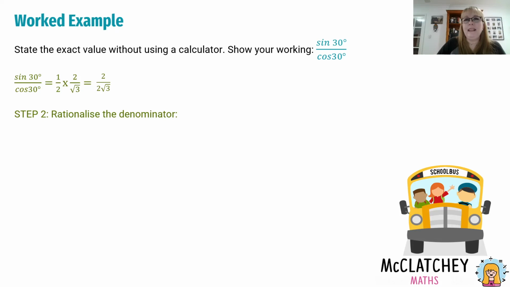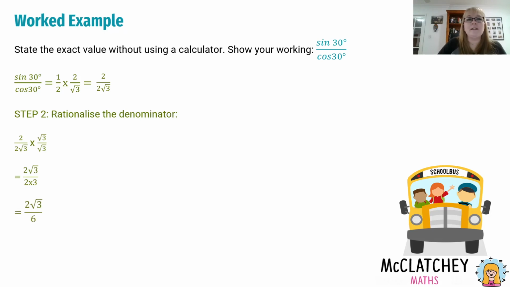However, it's always important that we rationalize our denominator when we're doing these kinds of problems for year 10 extension. So we're actually going to multiply our fraction by root 3 over root 3, which is basically the form of 1. So we're not really changing the fraction, we're just rationalizing that denominator, which is going to give us 2 root 3 divided by 2 times root 3 times root 3. Root 3 times root 3 is just 3, so that's going to become 6.